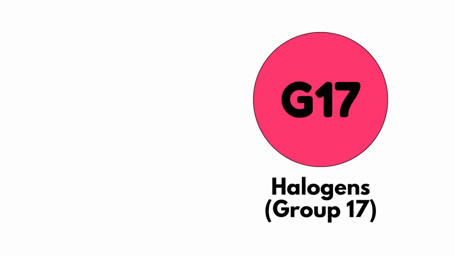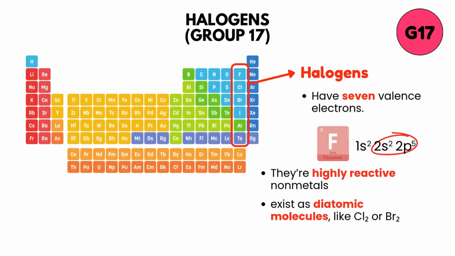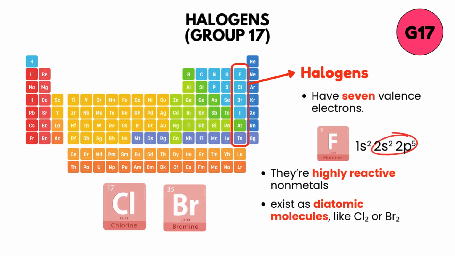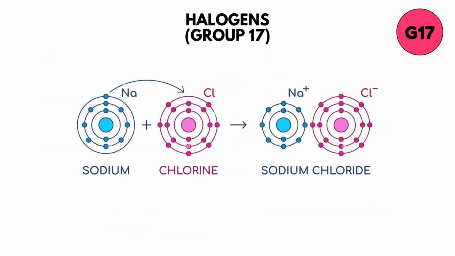Halogens, Group 17. Halogens have 7 valence electrons. They're highly reactive nonmetals and exist as diatomic molecules, like chlorine or bromine. On the MCAT, think halide ions forming salts, like sodium chloride.